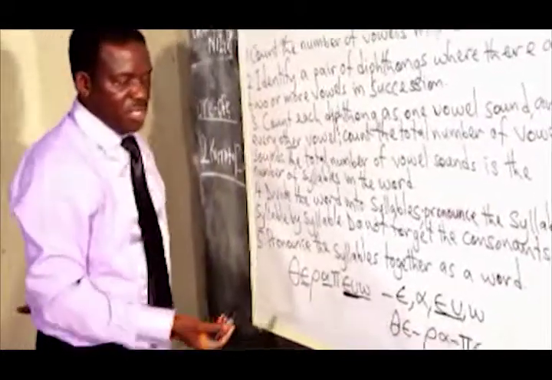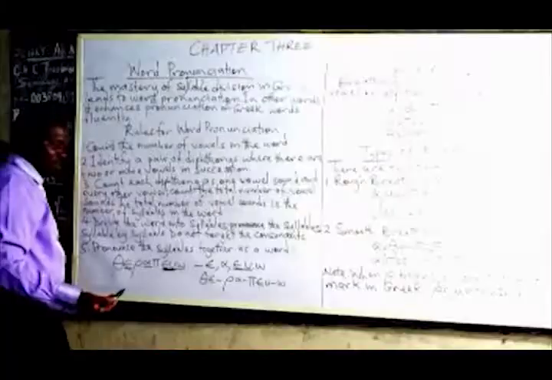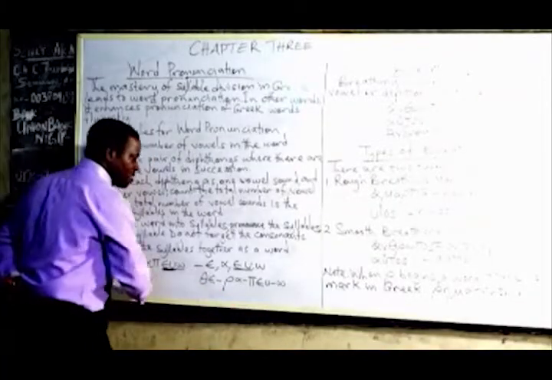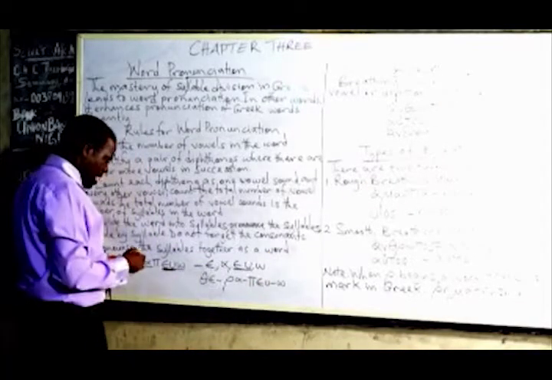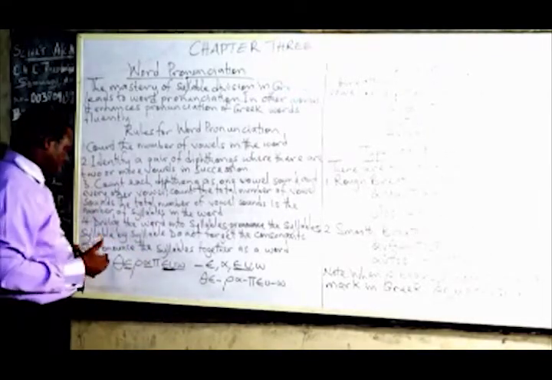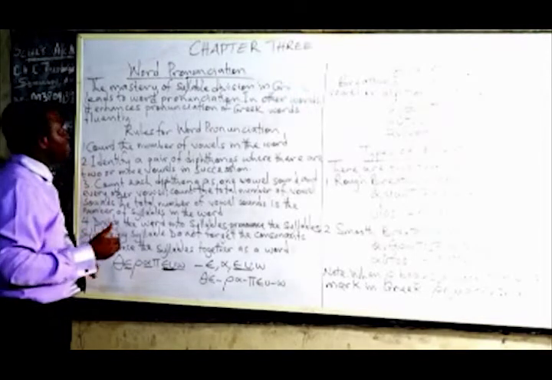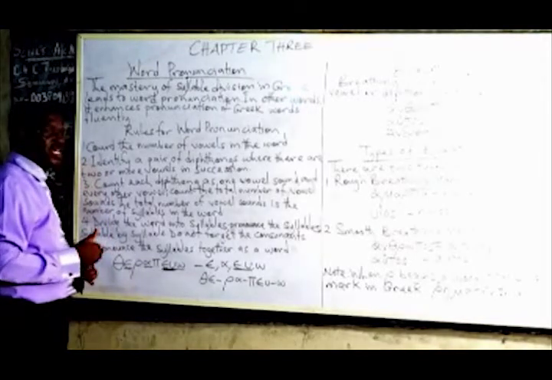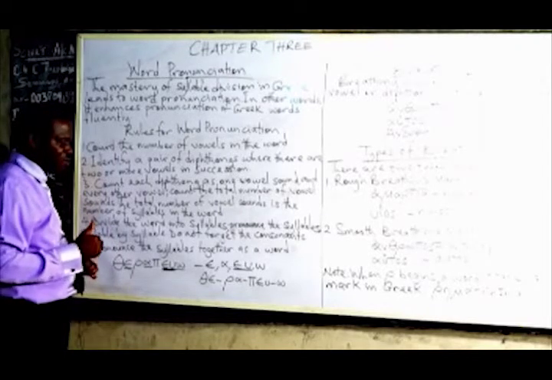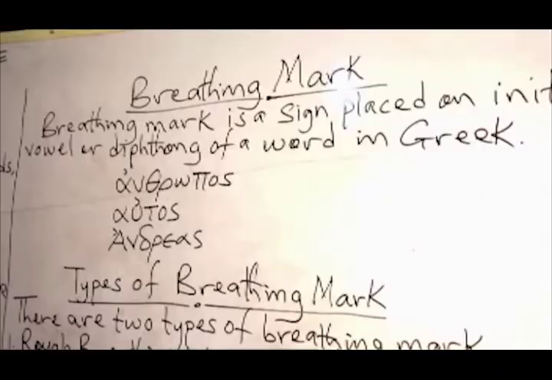Come to the last one: pronounce the syllables together as a word. Terapeu, terapiwo. You are now pronouncing the whole syllables together as a word. Then, when you keep on practicing this, it will help you to master the pronunciation of Greek words. So go ahead and practice on your own in order to be able to pronounce Greek words.